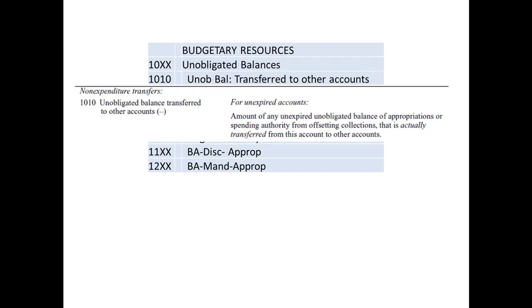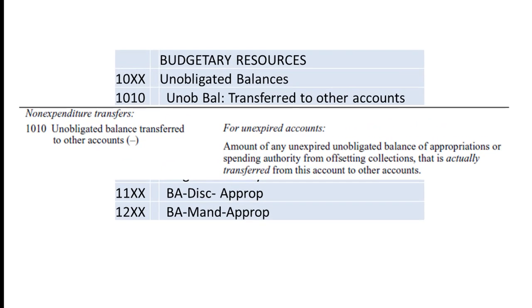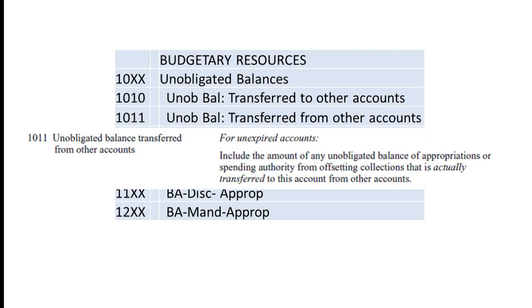The actual non-expenditure transfers out of appropriations is reflected on line 1010, unobligated balances transferred to other accounts. Since these amounts are negative, budgetary resources are reduced. The actual non-expenditure transfer in of appropriations is reflected on line 1011, unobligated balances transferred from other accounts. Since these amounts are positive, budgetary resources are increased. Since we're focusing primarily on spending somebody else's money, we're mostly interested in amounts transferred in.